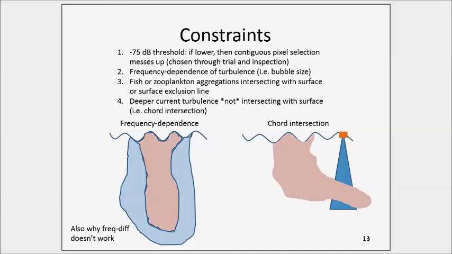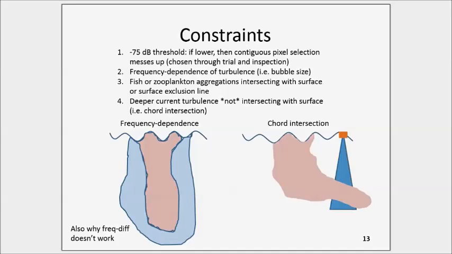Another point is that in these highly strong flow dynamic regions, we found that some of these turbulence plumes that get entrained down into the water column also get pushed around by the water a little bit, so that you could have a deeper turbulent feature that actually doesn't intersect with the surface.